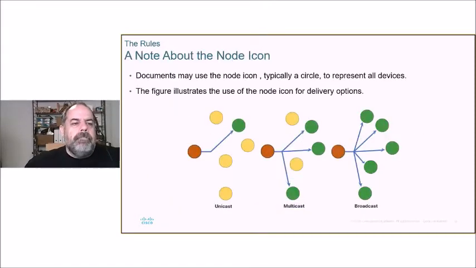Note about the node icon. Documents may use the node icon, typically a circle, to represent all devices. The figure illustrates the use of a node icon for delivery methods. Again, unicast, multicast, and broadcast. The orange or brown is the sender, and the green ones are the receivers.